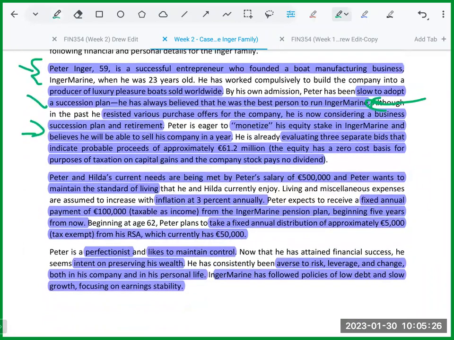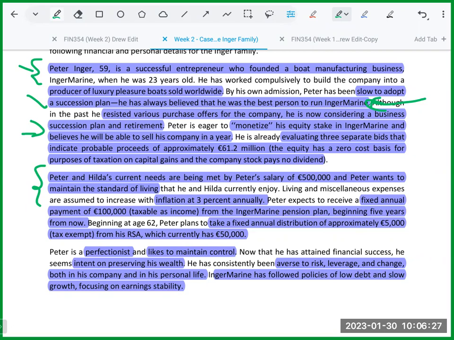Okay, next, let's look at their needs. So Peter and Hilda's current needs are being met by Peter's salary, which is around 500K, and Peter wants to maintain this standard of living. All right, so when we talk about standard of living, most of the time it is non-negotiable. Meaning what? If you know that every year they will definitely spend 500K, right? As a portfolio manager, that is the required return that you need to meet. Remember, we talk about desired and required return. This is a required return, 500K, that you have to meet so that they can live comfortably, right? Because remember, you're managing their funds. The very least you can do is make them feel comfortable with their lifestyle. So this is a required return. Of course, there might be desired returns, which you can elaborate more as you read the case. All right.